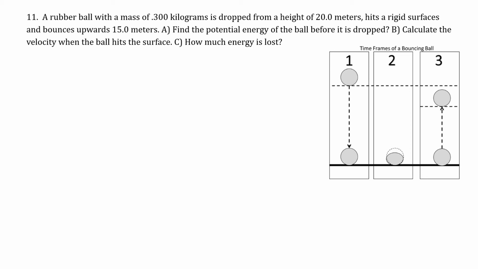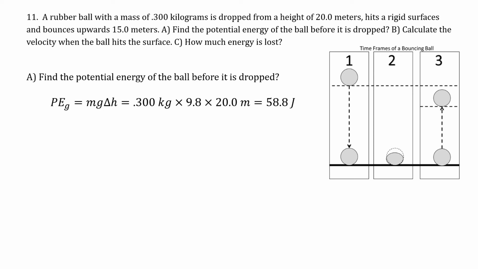And then we have the amount of energy that's left over in frame 3 that is going to bring the ball up a certain distance. The difference between the potential energy here and the potential energy here, we're going to find, is the energy lost in the system. So let's go ahead. Find the potential energy of the ball before it is dropped. Well, we use the potential energy of gravity, and we find it is 58.8 joules.